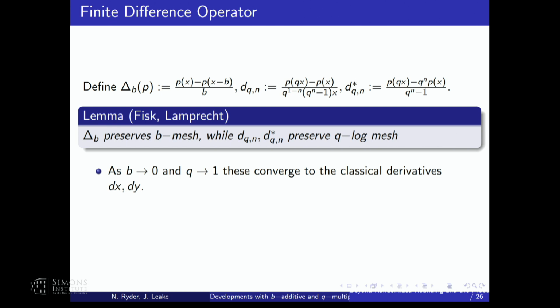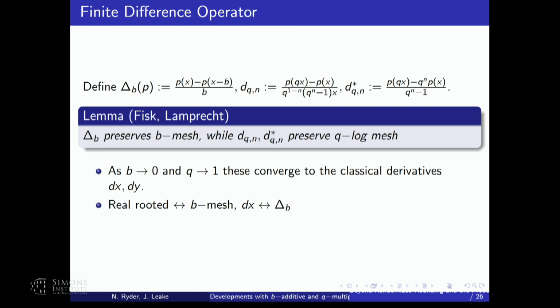And so we can think of these as generalizations of what's happening in the classical case. When I limit b to 0, I'll recover the classical derivative here. And when I limit q to 1, I'll recover both the classical derivative here and the polar derivative with respect to 0 here.